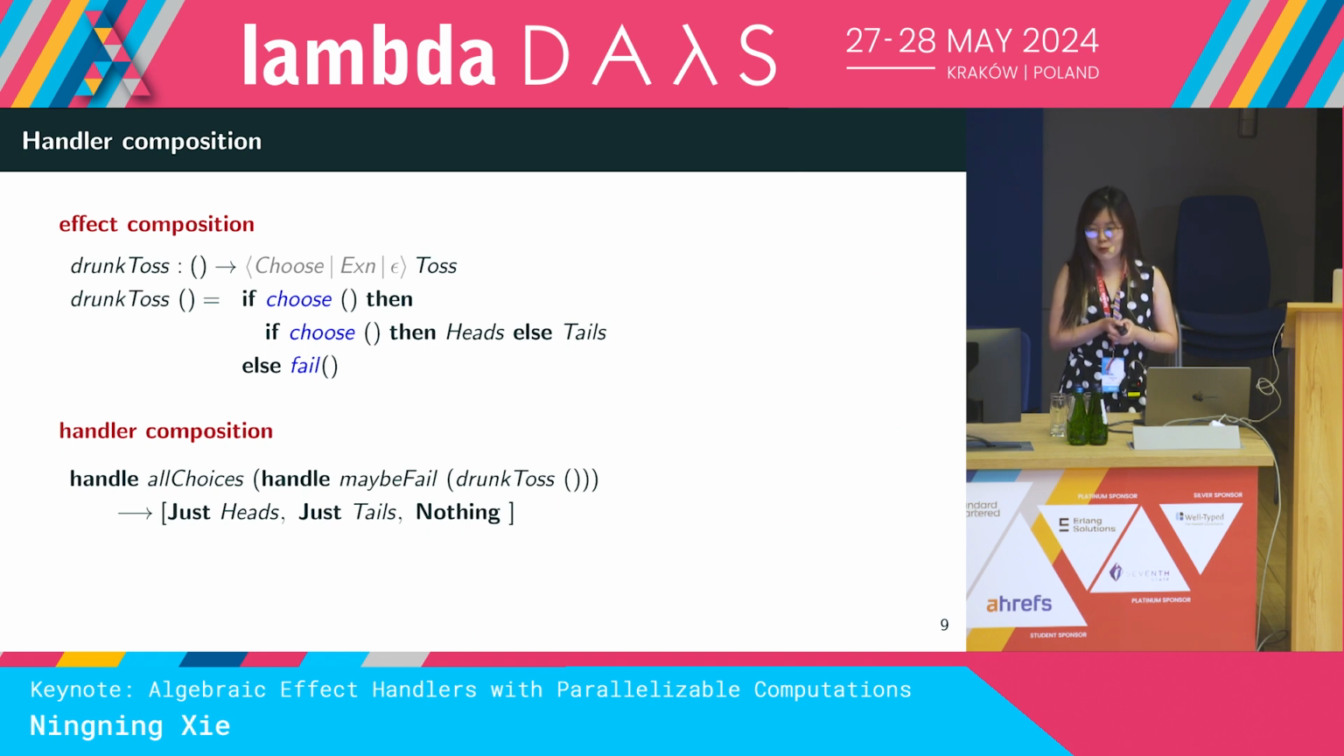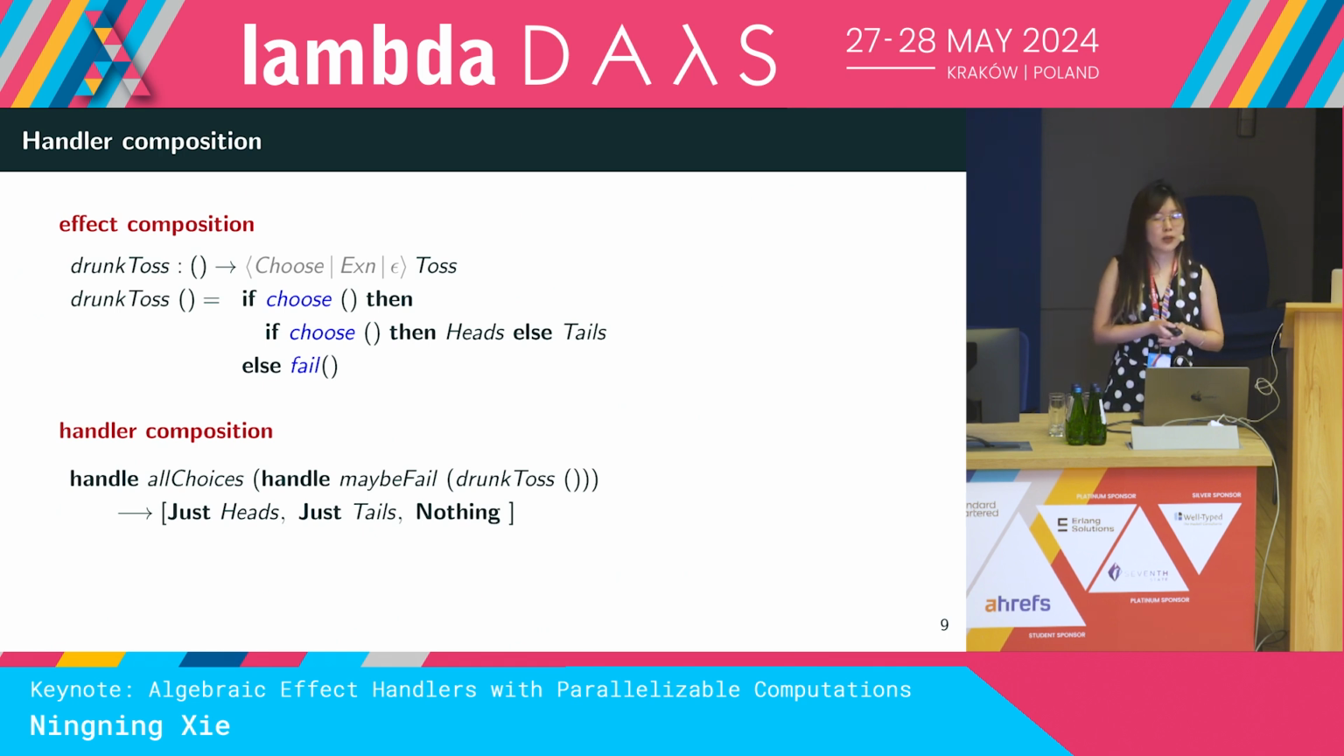Because if you reason about this program, the first choose operation from drunk toss is going to return true and false respectively. And in the first case, the second choose operation will also return true and false respectively. And the maybe fail will turn heads and tails into just the heads and just the tails. And when the first operation returns false, this fail will return nothing. And we just concatenate all results together, and we get a list of just heads, just the tails, and nothing.